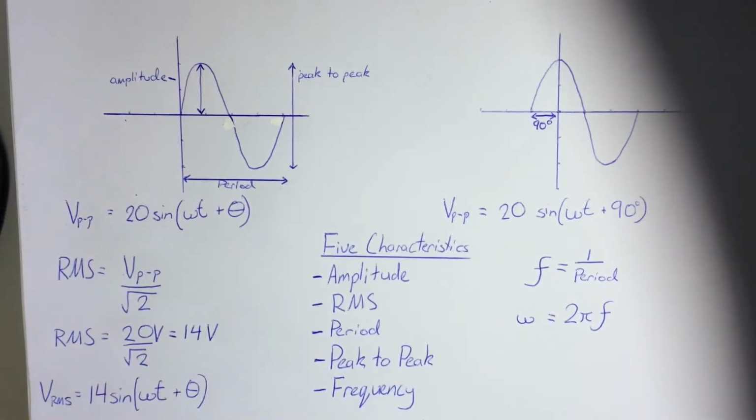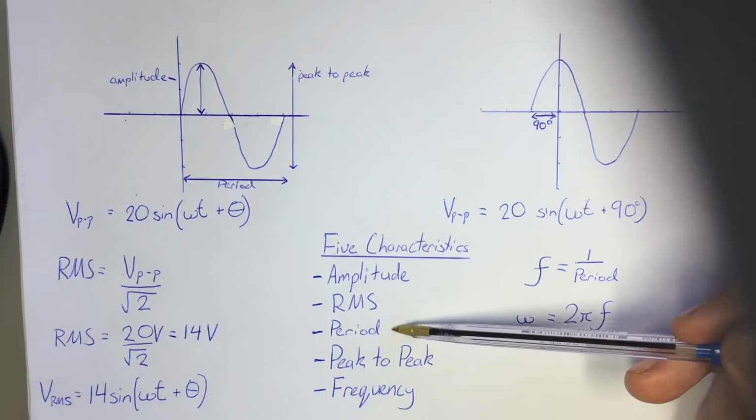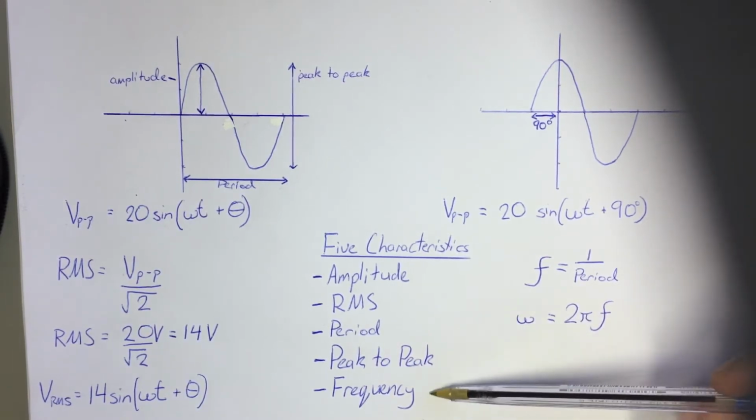This is my presentation on the AC sine wave. The AC sine wave has 5 characteristics: the amplitude, the RMS, the period, the peak-to-peak, and the frequency.